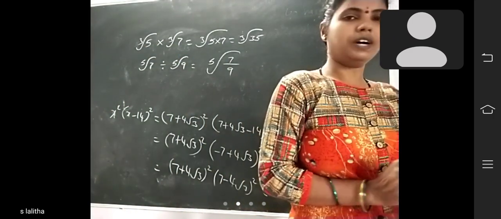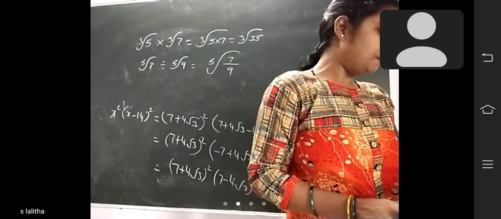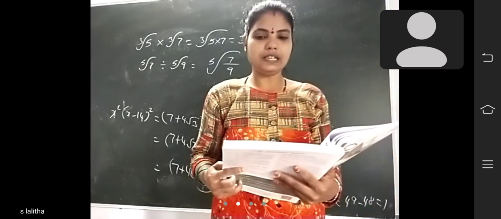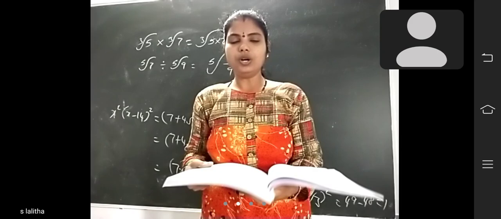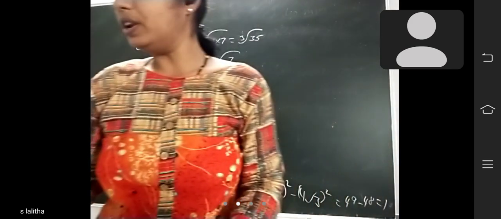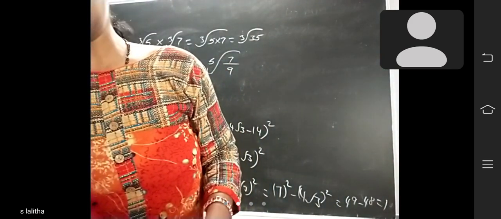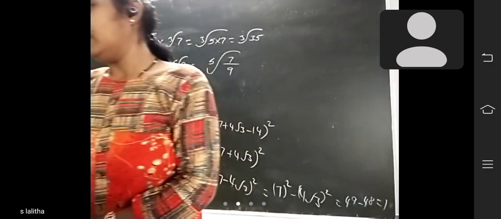So the full explanation part will be completed now. So you can do up to page number 38. That is the homework for you. Okay, ma? Don't do level 3. Up to level 2 only we have to complete it. Don't touch the level 3. Okay, ma? Any doubts, children?